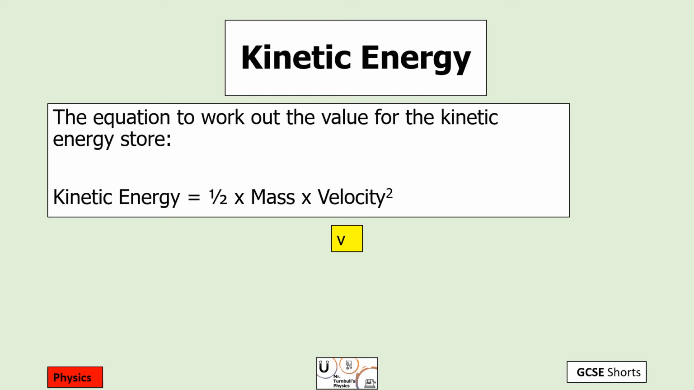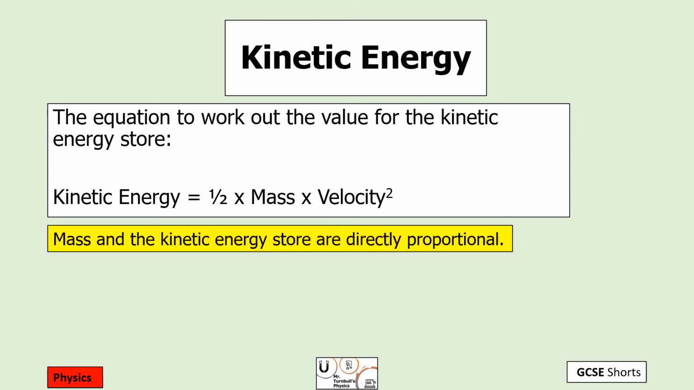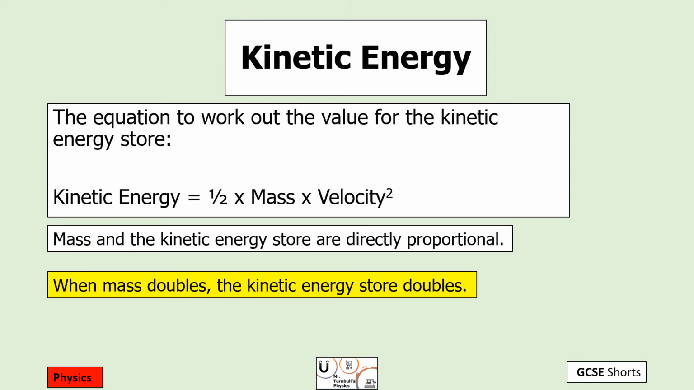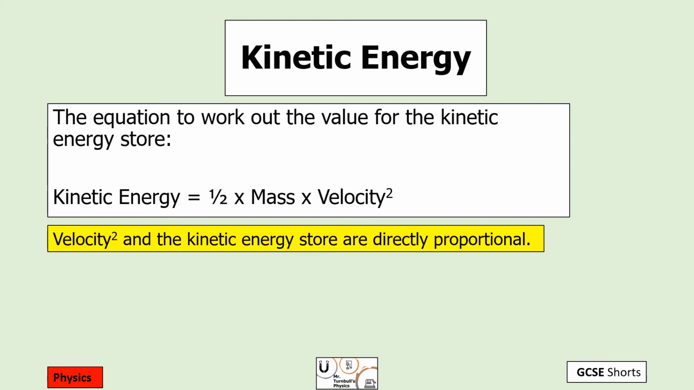Now this equation shows us that mass and kinetic energy are directly proportional. So what this means is that when the mass of a moving object doubles, its kinetic energy store doubles as well. If the mass of the moving object triples, the kinetic energy store triples as well.